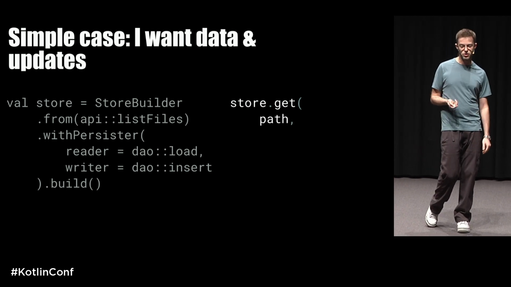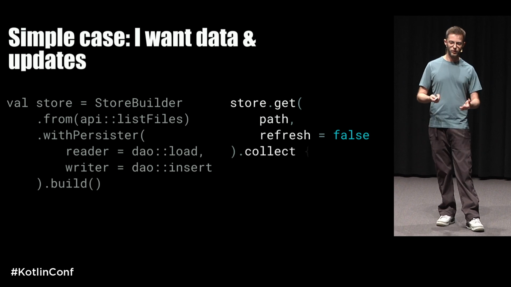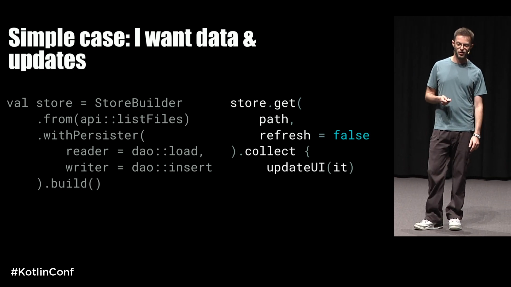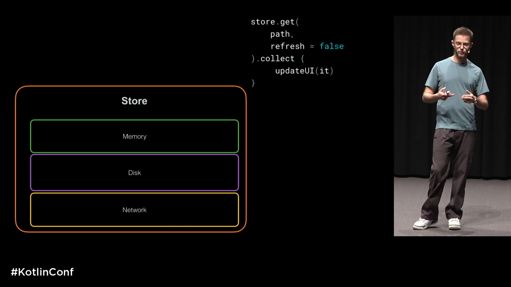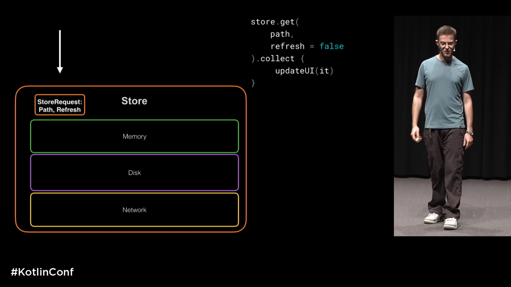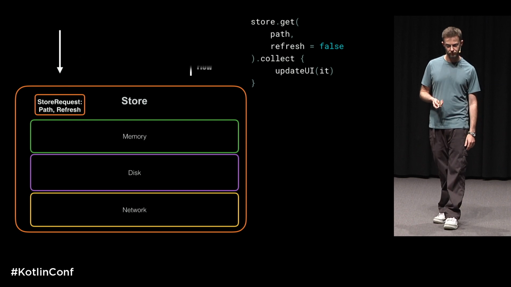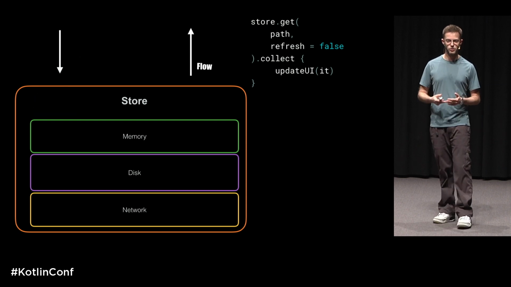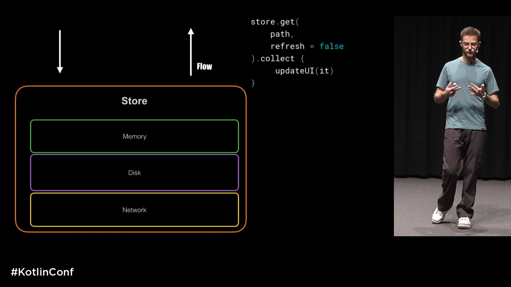Store.get is a stream that will get us our data from whatever source is the first one that has that data. So we make our store request. As soon as we make the request, store creates a flow for that consumer.